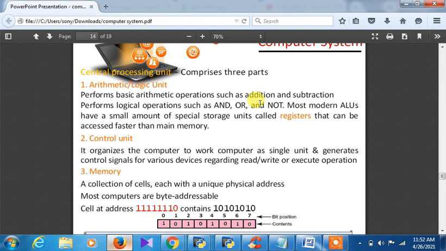And memory is a collection of cells, each with a unique physical address. Most computers are byte addressable. Because the computer understands only 0 and 1, the bit positions are 0 to 7, that means 8 bits, and 8 bits make 1 byte. So each cell contains a pattern of bits, like 10101010, and the cells are addressed like this. This is the bit position, and this is the content in the memory.